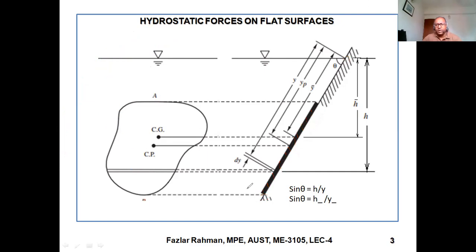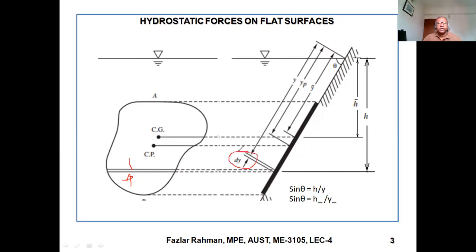Now, how can I figure out the pressure force? Number one thing, we can apply sine theta, cos theta to convert the inclined distance into vertical distance. So in this plate, I am taking a very small segment of the plate. And this segment, the inclined height is dy.